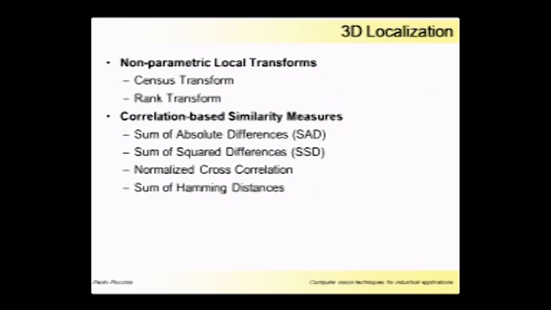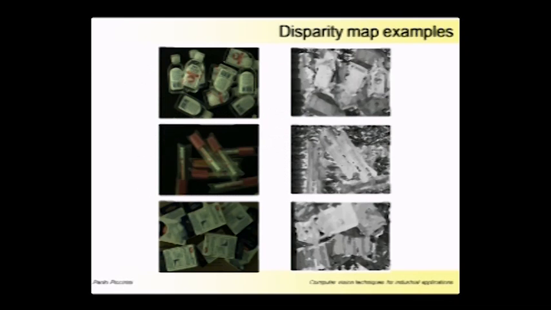This is the list of several methods tested in order to recover three-dimensional information, and among these we chose to use the sum of square differences because it gave us the best results. And these are some examples of disparity maps computed by this system. Because of the requirement of working in real time, we chose to implement the sum of square differences on a GPU, exploiting its great computational power.